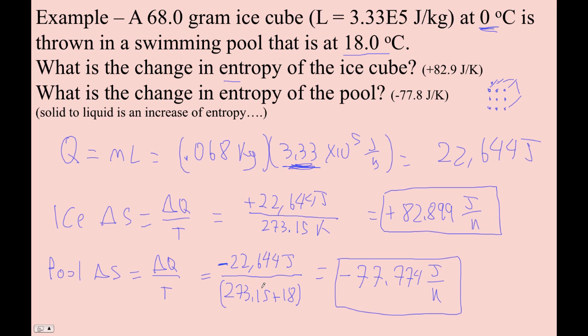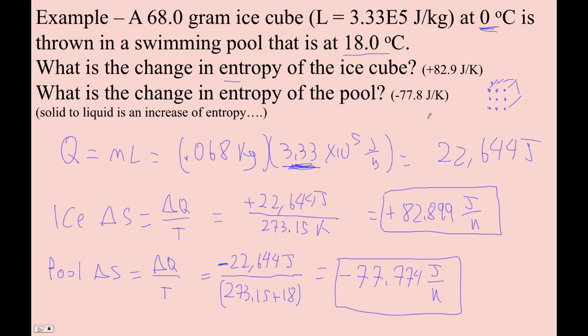Okay, notice that because the pool is at a higher temperature than the ice cube, its negative change of entropy is smaller in magnitude than the positive change in entropy of the ice. This is always true when heat flows from hot to cold. The thing that gains the heat is always at a lower temperature and therefore has a higher change in entropy, than the thing that loses heat, which is always at a higher temperature and therefore has a smaller change in entropy. You always gain entropy when heat flows from hot to cold. Okay, and let's take a moment here to think about why that is. But first, let's answer the final question.